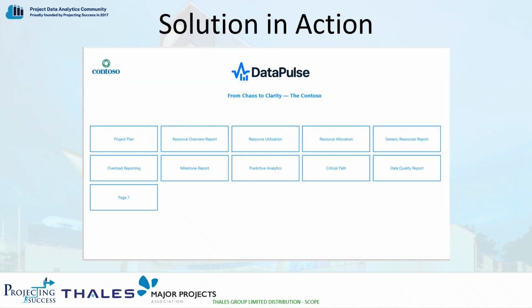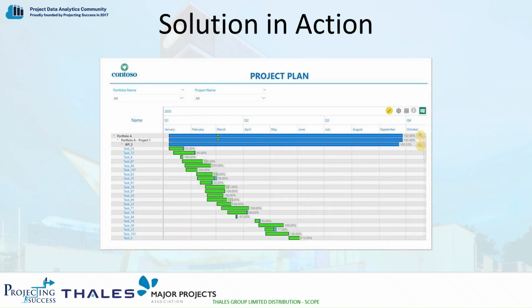So here we have the Data Pulse dashboard for Contusso, which helps us get from chaos to clarity. To start with, we have an overview of the project, which we will see as part of the project plan, then a couple of dashboards related to resource utilization and the overload of the resources, moving on to the milestone report, and finally catching up on the predictive analytics and the critical path, and the data quality report.